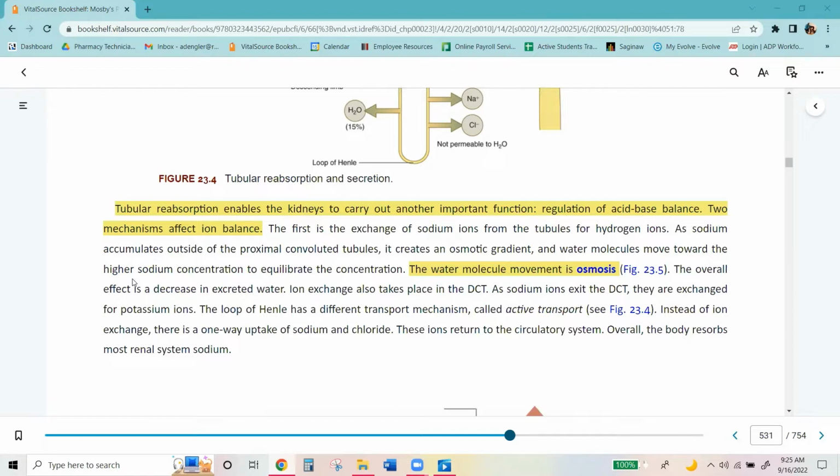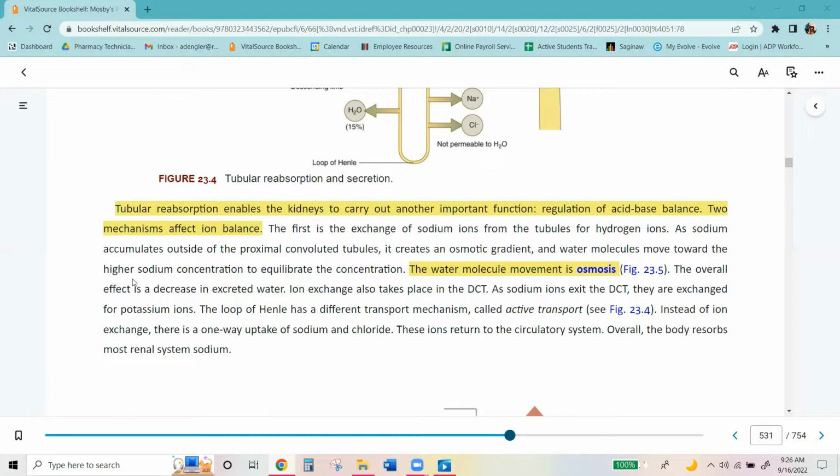As sodium accumulates outside of the proximal convoluted tubules, it creates an osmotic gradient, and water molecules move towards the higher sodium concentration to equilibrate the concentration. The water molecule movement is osmosis. The overall effect is a decrease in excreted water. Ion exchange also takes place in the DCT. As sodium ions exit the DCT, they are exchanged for potassium ions.